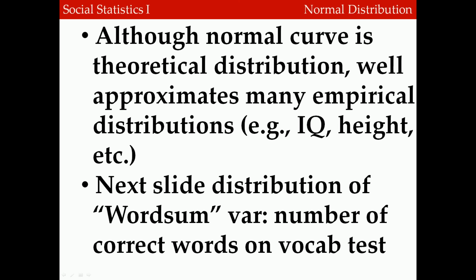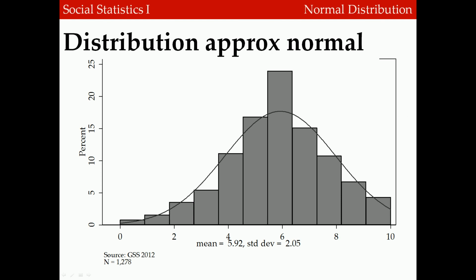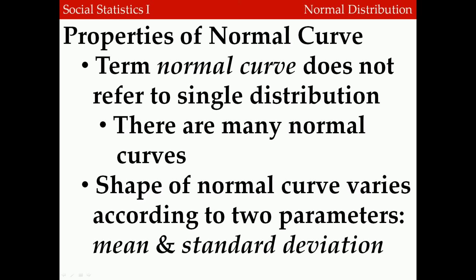The next slide shows the distribution of the variable wordsum from the General Social Survey, which is a measure of the number of correct words that people got on a vocabulary test. Take a look at the distribution. Notice that it looks approximately normal. You can see that the mean is about 6, but there are some people who got fewer than average words correct, for example 4, 2, or 0 words. And some people got more than the average correct, 8 or 10 words.